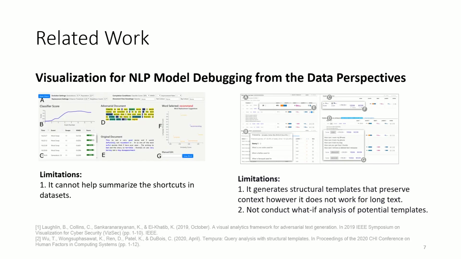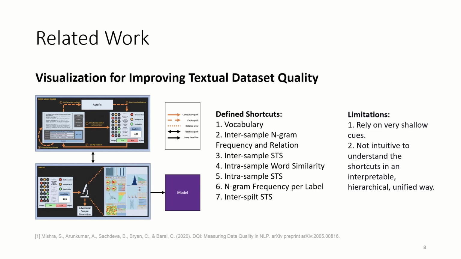Previous work includes adversarial text generation and TempLate, which can help summarize the query datasets. However, they cannot help summarize the shortcuts in the datasets. TempLate cannot work for non-text data and does not conduct a thorough analysis of potential templates. DQI can investigate some shallow shortcuts, but fails to provide an interpretable, hierarchical, and unified way to present shortcuts.